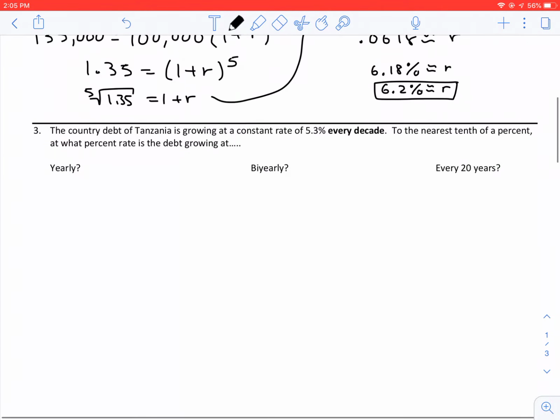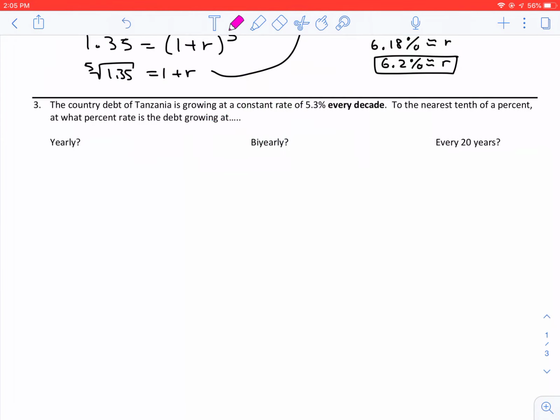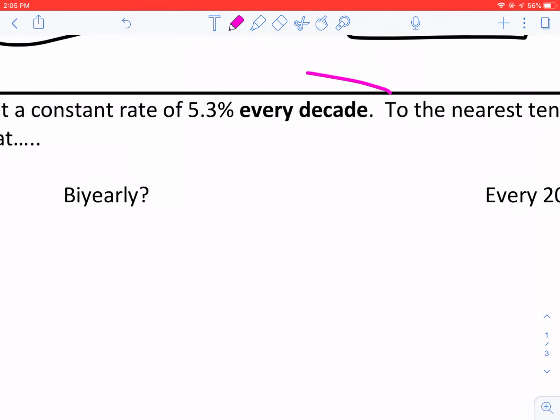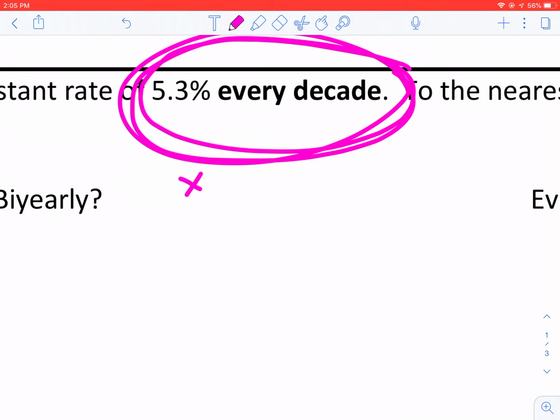Alright, so on to our main topic, which is mindful percent manipulations. The country debt of Tanzania is growing by 5.3% every decade. That means every 10 years we have this growth rate. That's our decade growth rate, which means our decade growth factor is times 1.053, right?